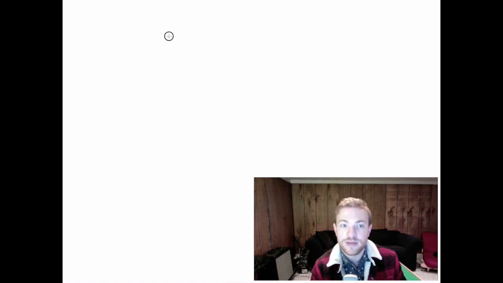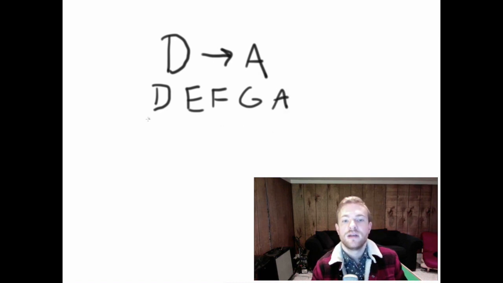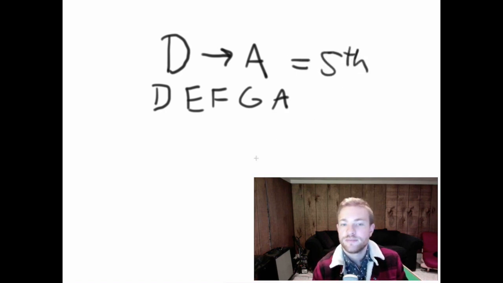So let's look at a few examples of that. If we go from D to A, well, let's see, how many alphabetical steps does it take to get there? D, E, F, G, A. How many? 1, 2, 3, 4, 5. So that interval is a fifth.